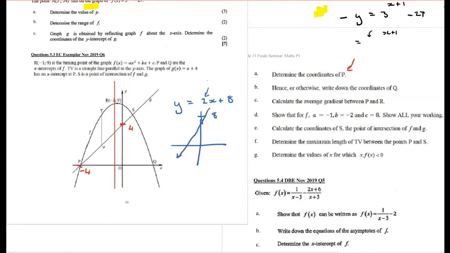Now, if the ratio is 2, so the change in y over the change in x, the ratio is 2. So if this is 8, then this must be 4, because height to width must be a ratio of 1 to 2. But it's -4 because it's on the left-hand side. And you can use these ratios all the time. I mean, that's what a gradient is. It's a ratio of height to width.